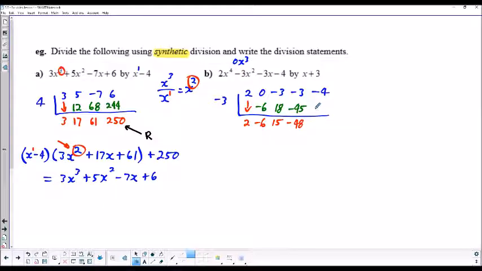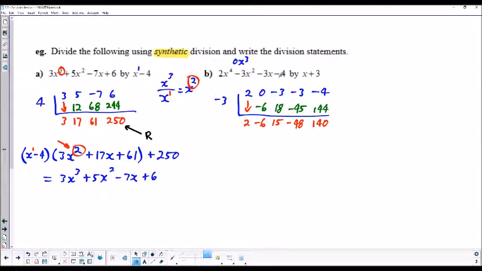Put the answer up here. No, sorry, negative 3 times negative 48. Negative 3 times negative 48 is 144. And then we add down again. Sorry, wrong color. Got to keep things consistent. 144. And then we add down again and get 140.